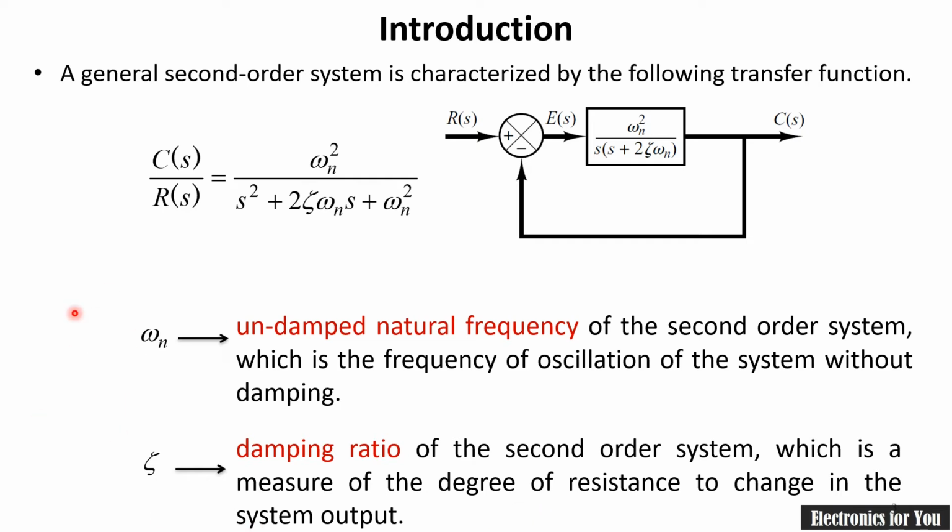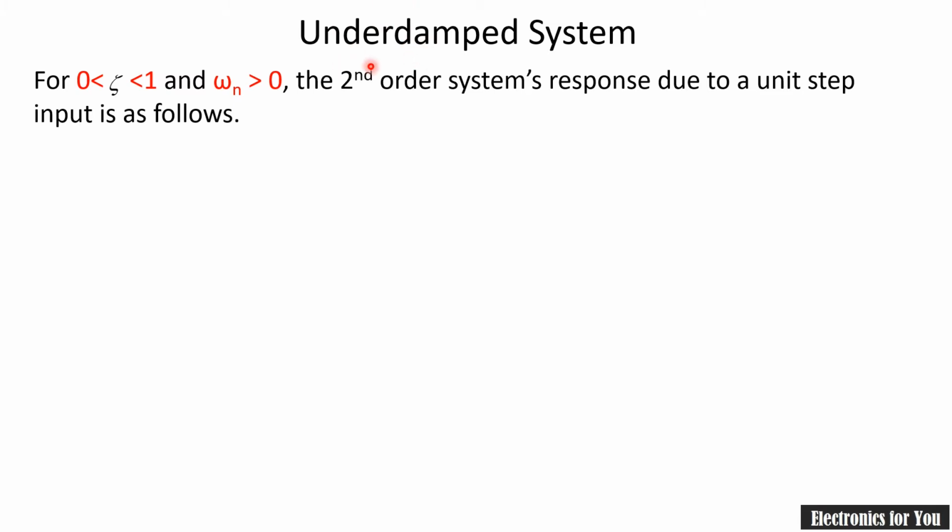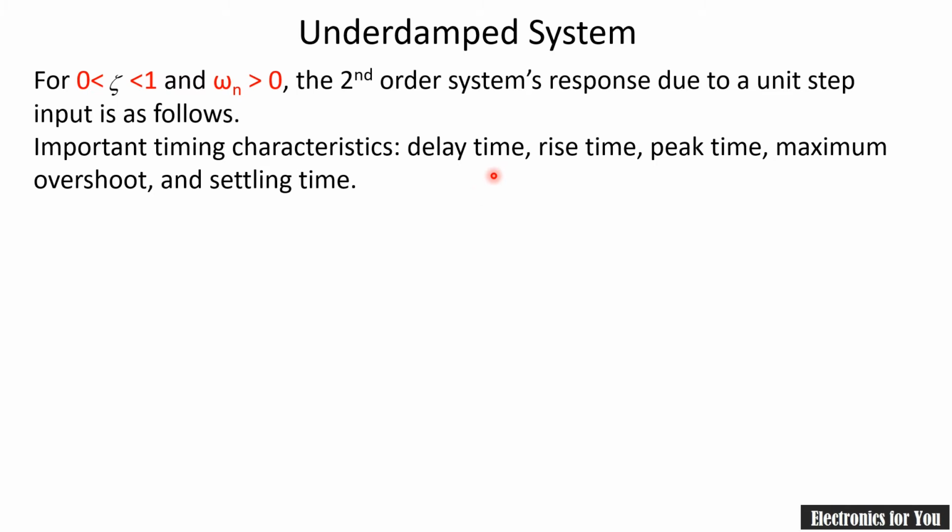On the basis of that, depending on the damping ratio, it may have a value from 0 to 1. Maybe it has a value of 0 or 1 also, but if it is within the range 0 to 1, it is called an underdamped system. And for the underdamped system we explain the following parameters, which are nothing but delay time, rise time, peak time, maximum overshoot and settling time. So these are the parameters which will be explained in this video.